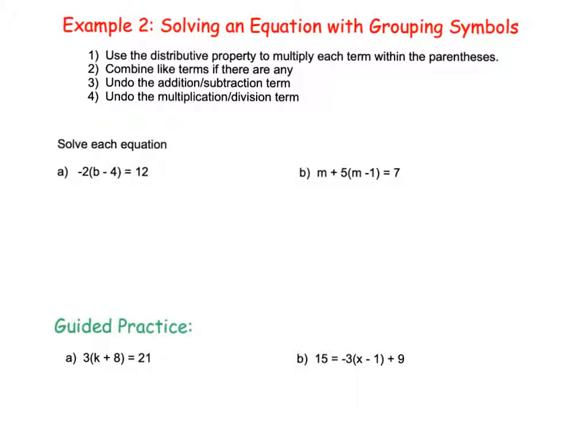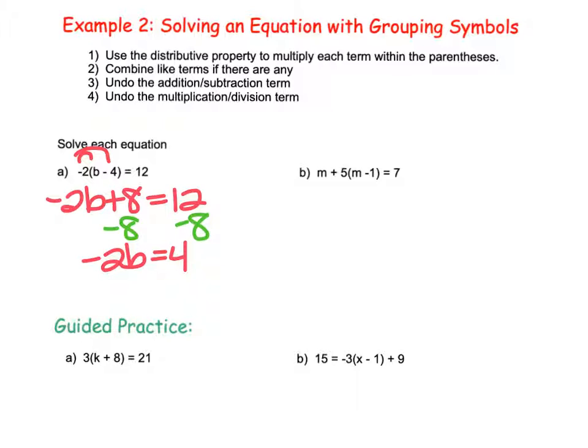So let's look at letter A. I need to distribute that negative 2 to everything inside the parentheses, giving me a negative 2b plus 8 equaling 12. And now again, it's a two-step problem. Subtract the 8 from both sides. That's a 4 on this side and a negative 2b over here. And in order to isolate that b, we need to undo that multiplication. So I'm going to divide by a negative 2, leaving me with b equals negative 2.